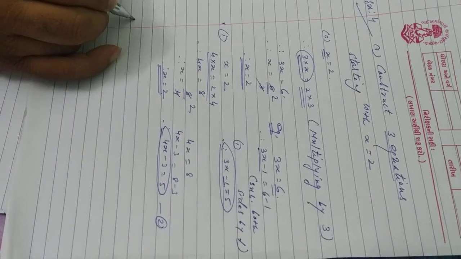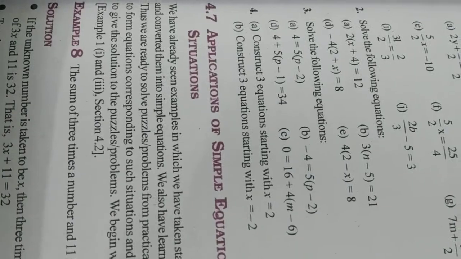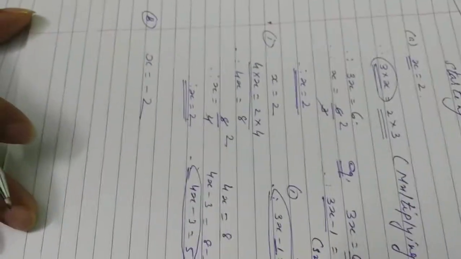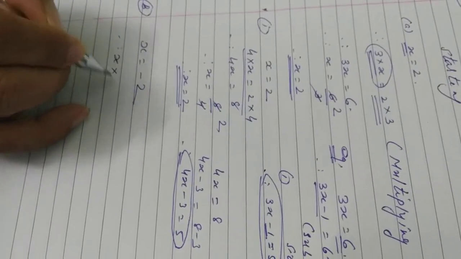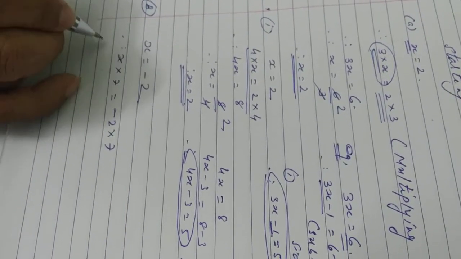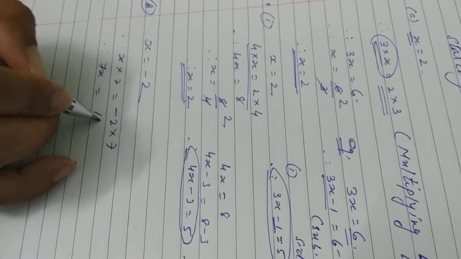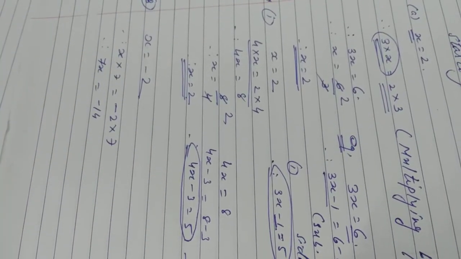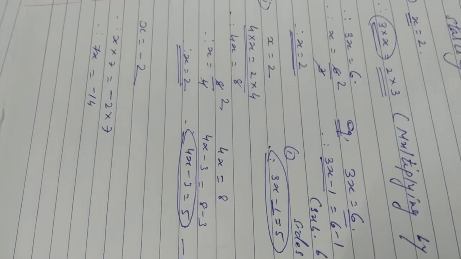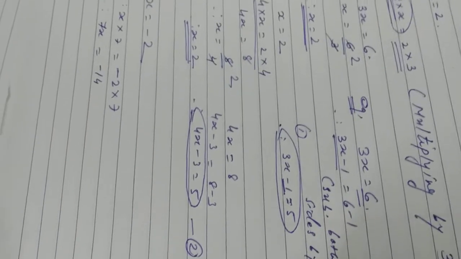Now see the second example, B. Construct three equations starting with x is equal to minus 2. In first, x is equal to 2, and in second we have to use what? Minus 2. Suppose x multiply 7 is equal to minus 2 multiply 7. Therefore x multiply 7, so 7x is equal to 2 sevens are 14, but 1 is in minus, so minus 14.